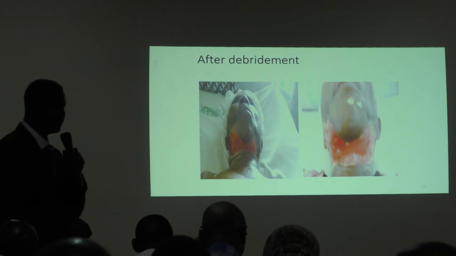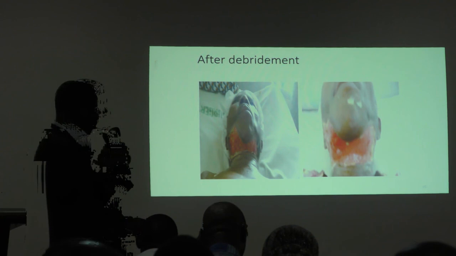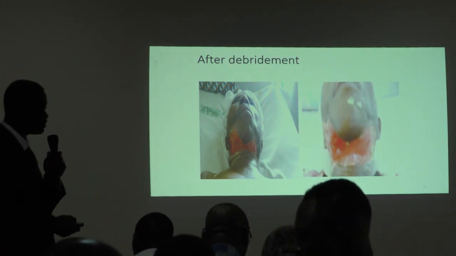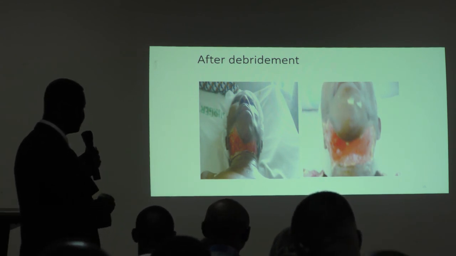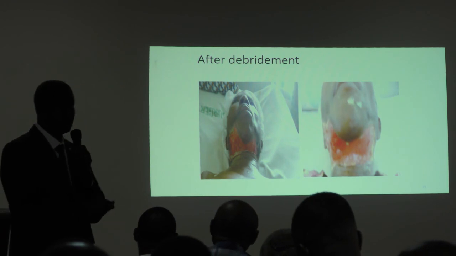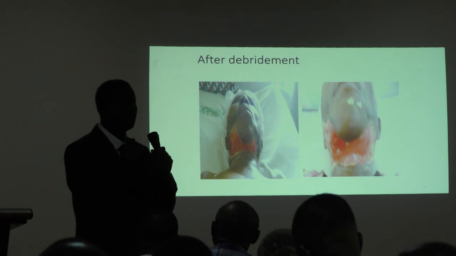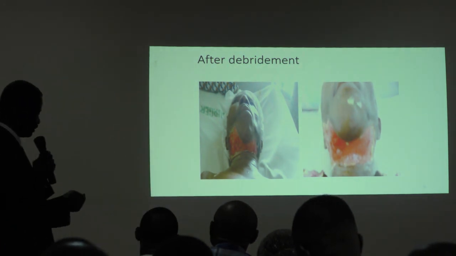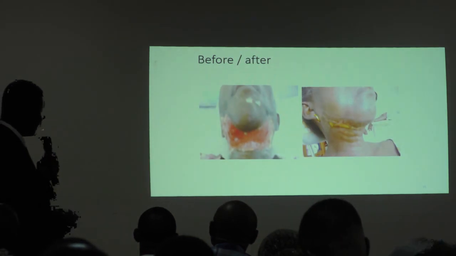At this stage, you can send to plastics for split skin graft, and they do well. But some of them still don't have money, so they have to continue daily dressing. It will take a while, about 3 months, 6 months, and it will cover nicely. But they might end up with contractures. But we advise them to put on a neck soft collar. That can help, and this wound can heal. So this woman, after 3 months, eventually the wound healed nicely.